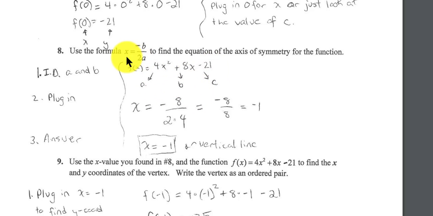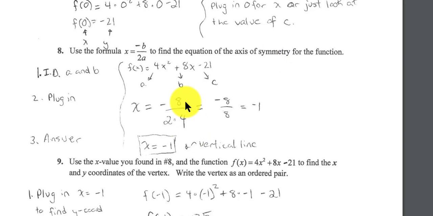So the axis of symmetry says the x-coordinate of the imaginary dotted line that will split our parabola in half is given by negative b over 2a, so in this case, negative 8 over 2 times a. My a is 4, so 2 times 4 is 8. So negative 8 over 8 is negative 1. So x equals negative 1. That's the equation for the axis of symmetry.